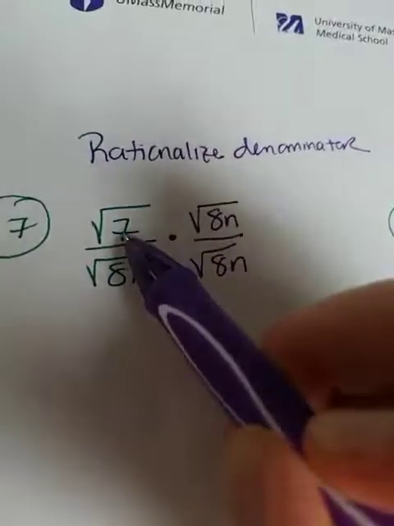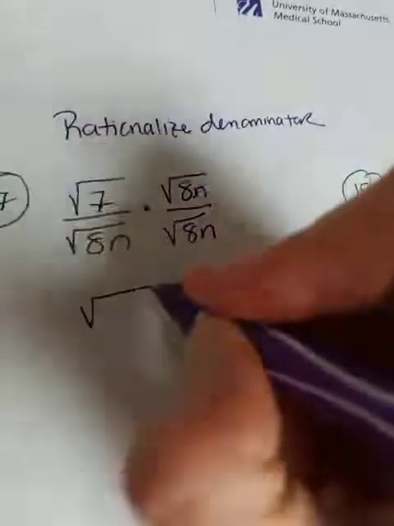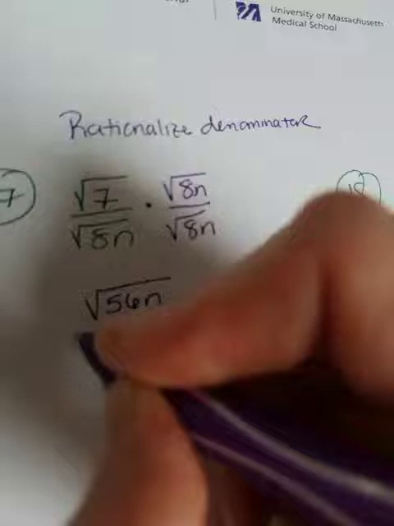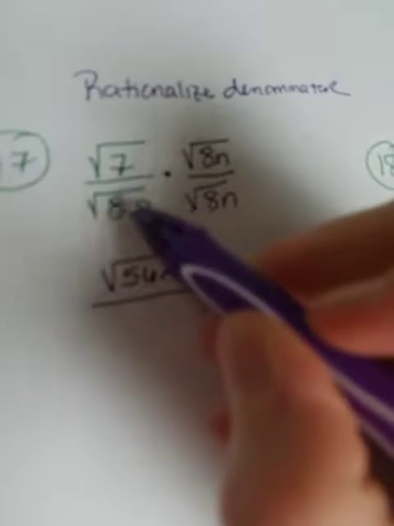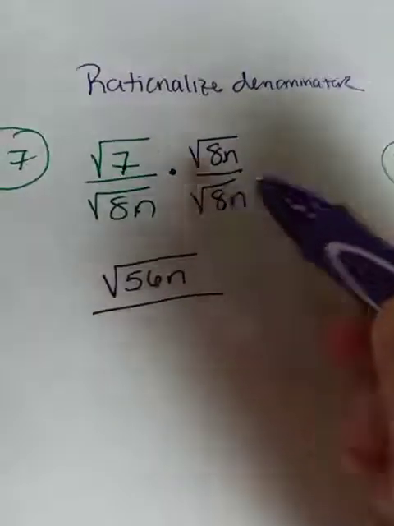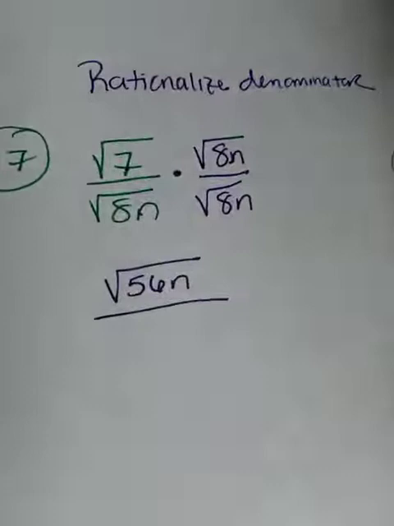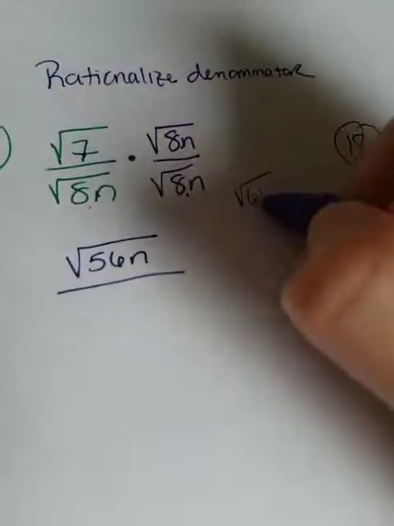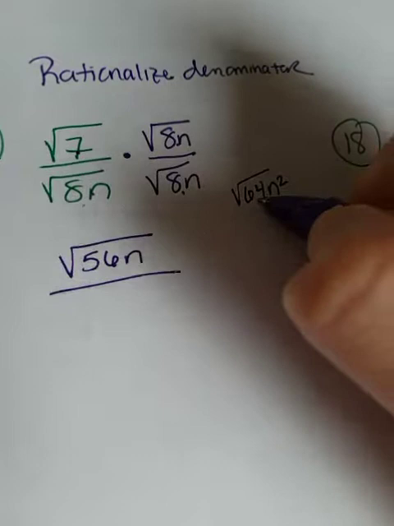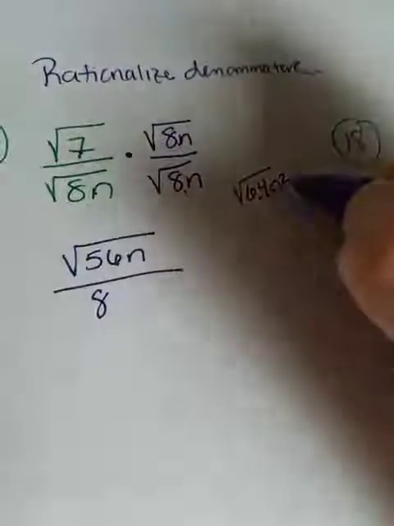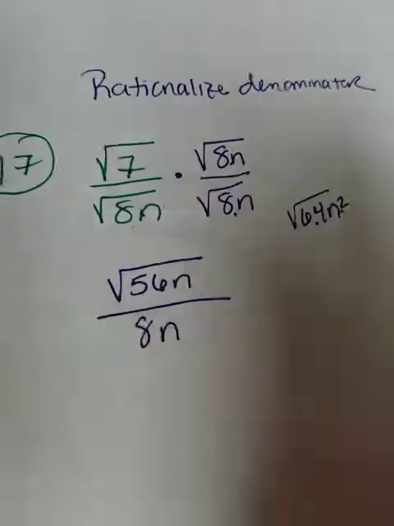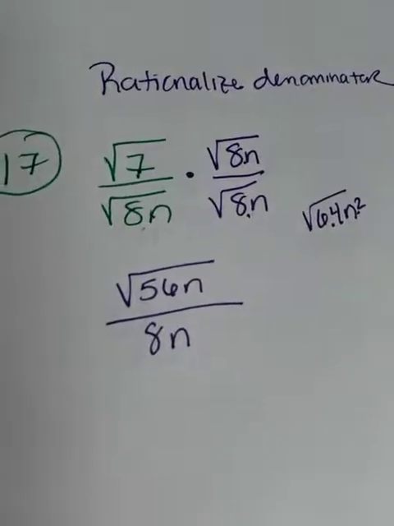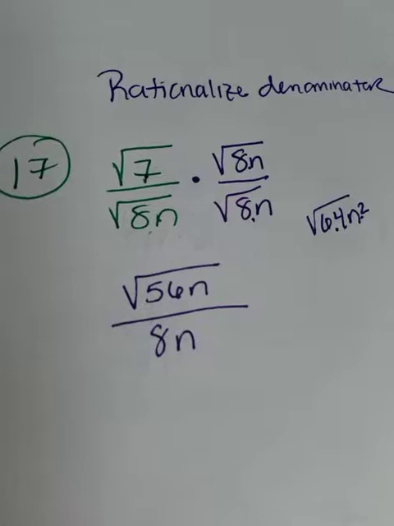Multiply across. Root 7 times root 8n is root 56n in your numerator. Remember, when you multiply a square root times itself, you're just left with what's under the radical. 8n times 8n is really 64n squared, but the square root of 64 is 8, and the square root of n squared is just n. Or, remember the shortcut that we talked about when we did this unit, it's just what's under the radical. So now you have to simplify.